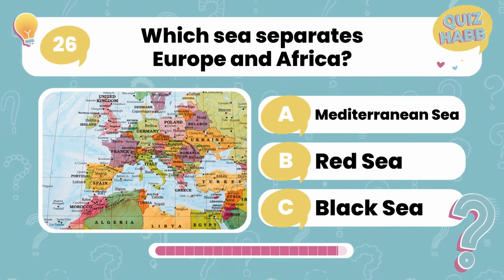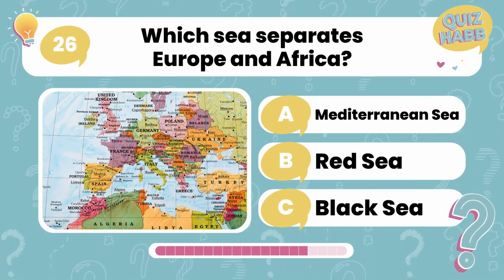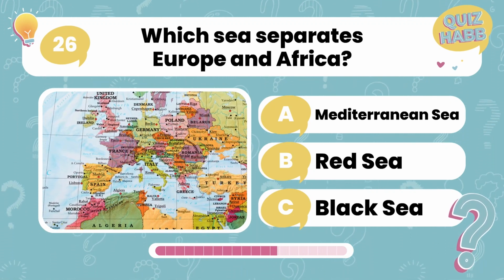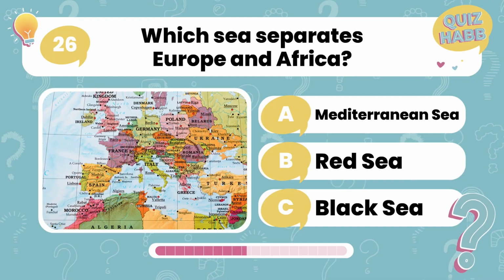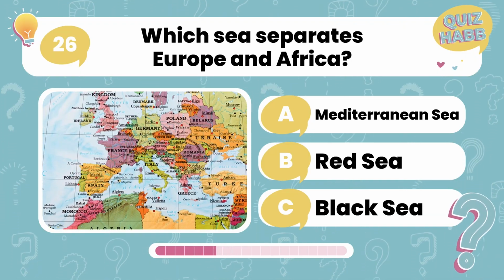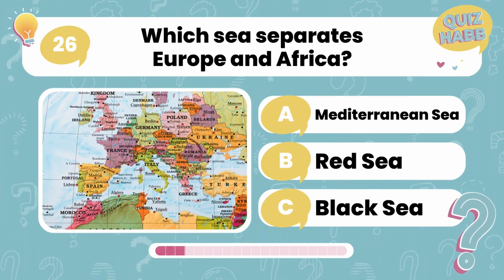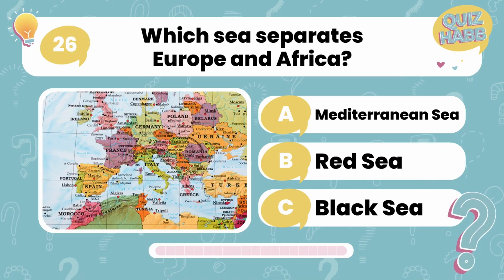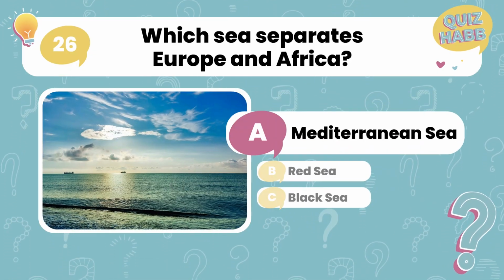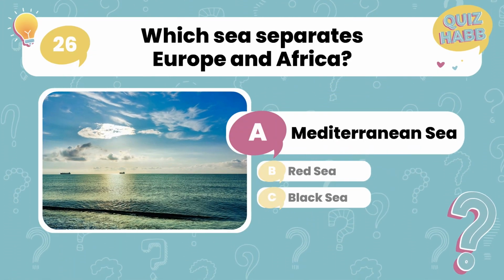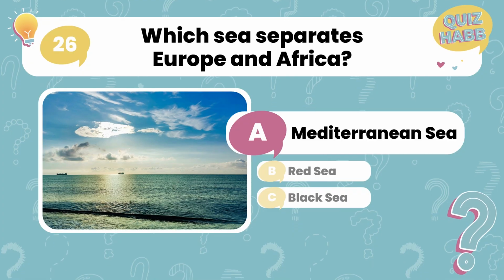Which sea separates Europe and Africa? A. Mediterranean Sea. B. Red Sea. C. Black Sea. Correct answer. Mediterranean Sea. Lies between southern Europe and northern Africa.